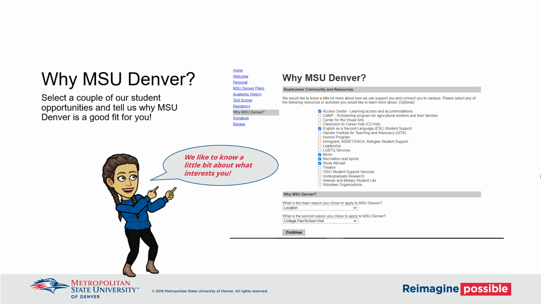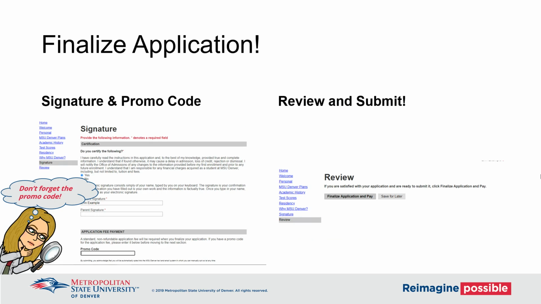Let us know. Once you're done, make sure you sign your name, type the name as indicated on the initial part of the application, sign a parent or guardian's name as applicable, and then enter the promo code. If you don't have one or you'd like one, get in touch with your admissions counselor and we can help you waive that fee.